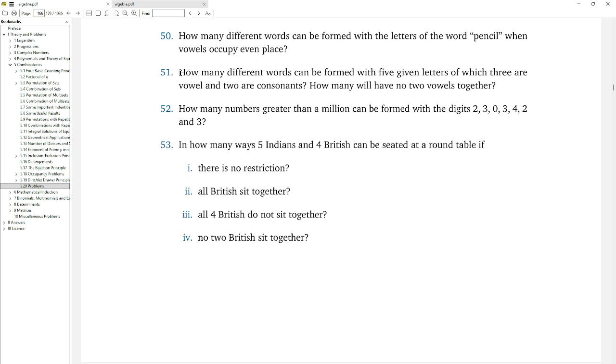So question 51 says that how many different words can be formed with 5 given letters, of which 3 are vowels and 2 are consonants? How many will have no 2 vowels together?